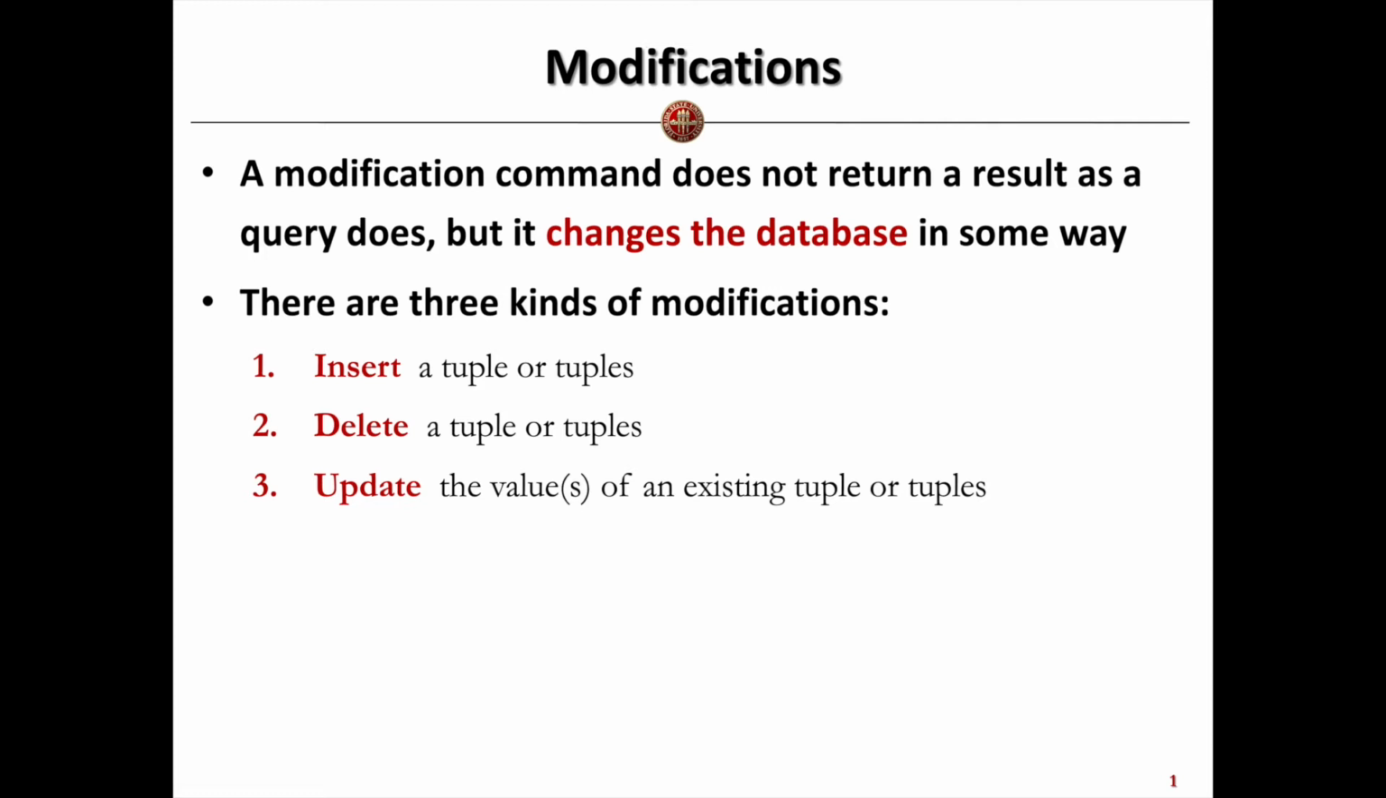And there are three common modifications we can use to make changes to tables. The first one is to insert a tuple. The second one is to delete a tuple. The third one is to update some values for an existing tuple. We have also covered this briefly before, right? If you still remember in the relational model part, we also covered how to make changes to a table by inserting, deleting, and updating tuples in a table.